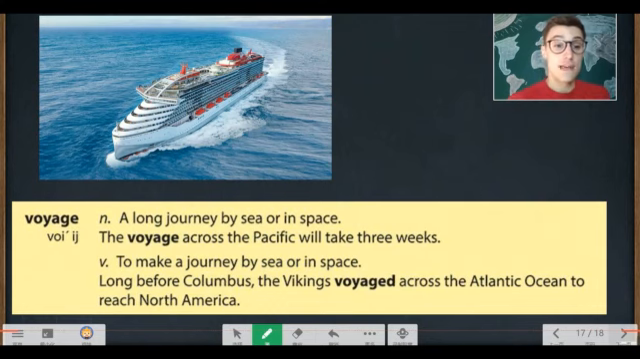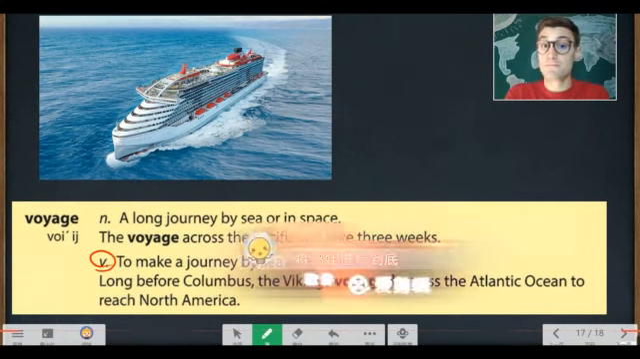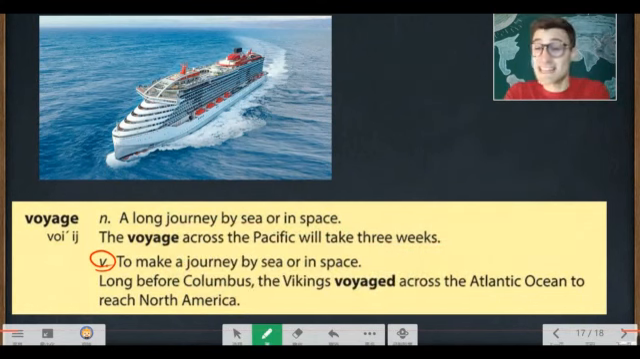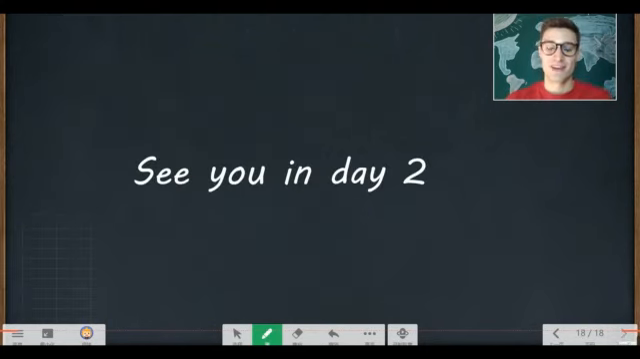The verb voyage means to make a journey by sea or in space. Long before Columbus, the Vikings voyaged across the Atlantic Ocean to reach North America. Wow! Have you ever made a voyage? I've never. And I don't want to unless it's in space. No, thank you. Voyage.